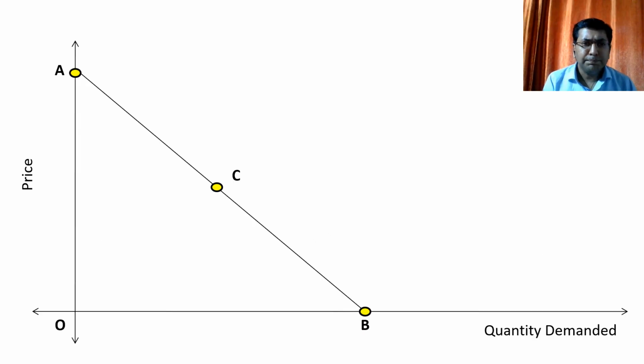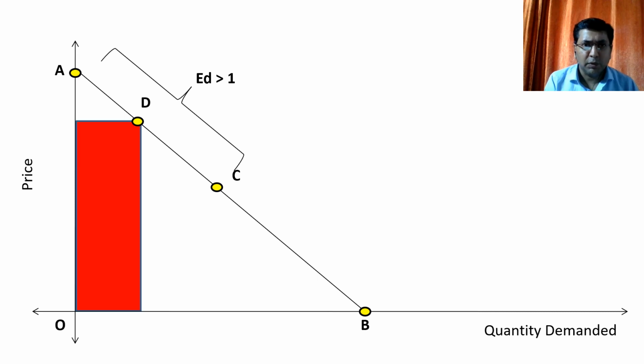In this diagram, AB is the demand curve and point C is the midpoint. Any point above point C on this demand curve will fall in the category of ED greater than 1. A few minutes back we studied this particular point. Now, the total revenue at point D would be the shaded region, because total revenue is nothing but price into quantity. At point D, the shaded region which is red in color indicates the total revenue.